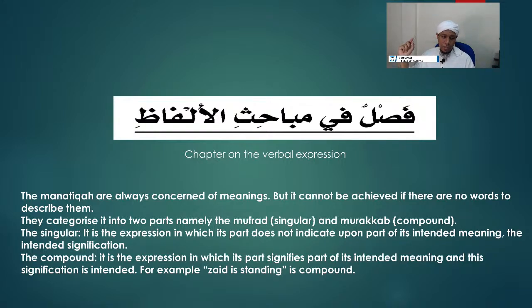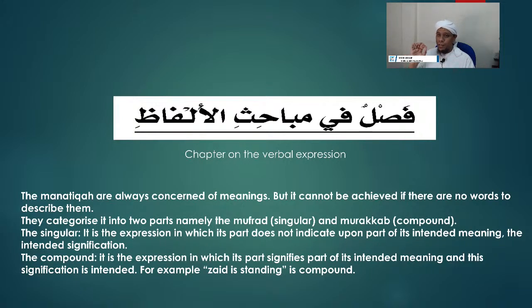It is an expression in which its part does not indicate upon part of its intended meaning, the intended signification. And let me give you an example of when we say this is mufrad. Words sometimes, for example, words like Zaid. This is mufrad. We have the letters Z-A-I-D. Does the letter Z contribute to the meaning of Zaid? It does not contribute to the meaning of Zaid. Does the letter A contribute to the meaning of Zaid? It does not contribute to the meaning of Zaid.